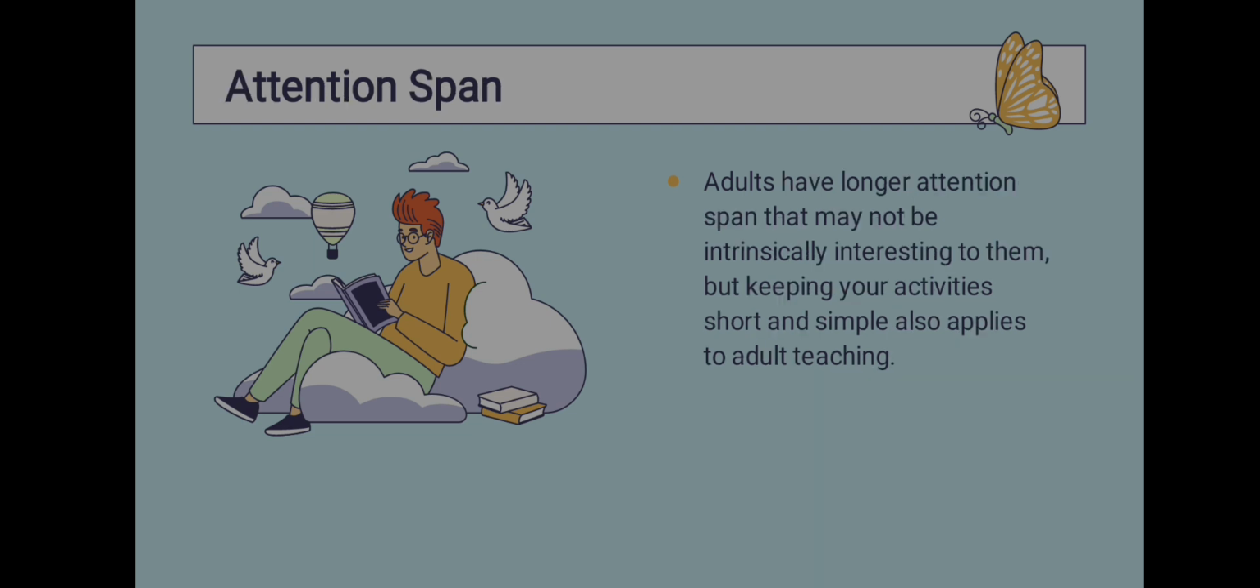Second is attention span. Adults usually have longer attention spans than children. However, long lectures can still cause them to lose focus. So, lessons should be structured with short, clear activities. Next, we will continue with more key areas to consider when teaching adults, and I pass this to speaker 3.